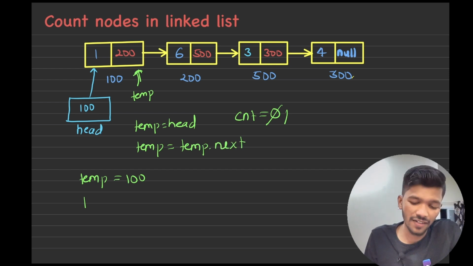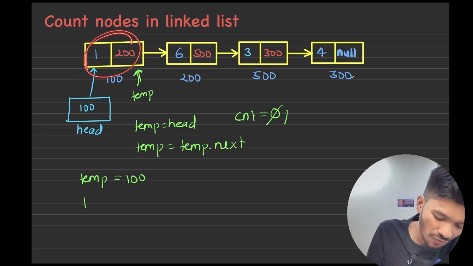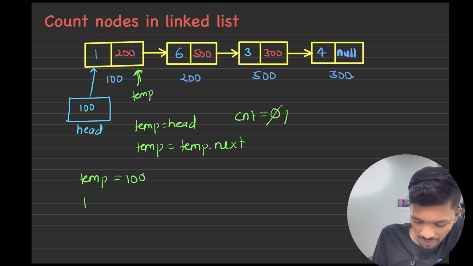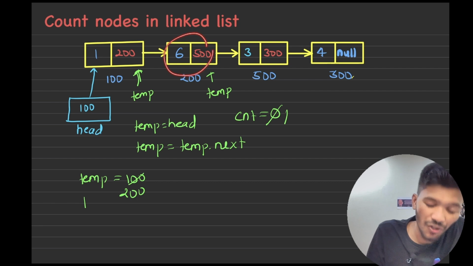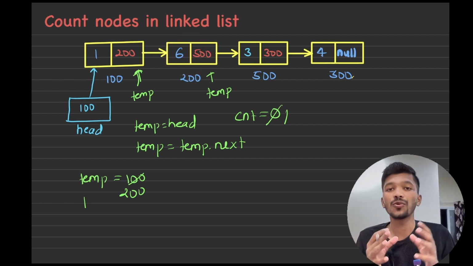Now what will this indicate? Initially my temp is pointing to the first node. Temp dot next is nothing but 200, so my temp will now contain 200. Therefore my temp will be moved to our next node. And now again my temp is pointing to a node, right? It is not pointing to any null pointer.